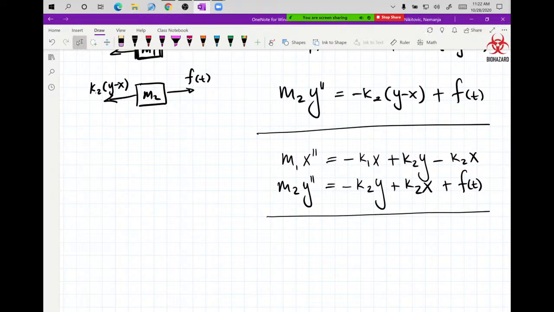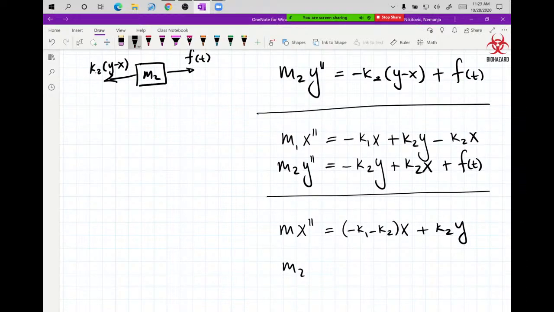Now we are going to put these x's on a pile and y's on a pile. So we have m1 x double prime is equal to, now coefficients of x, we have negative k1 and negative k2 times x plus k2y, and the other one is m2 y double prime is equal to k2x minus k2y plus F of t.